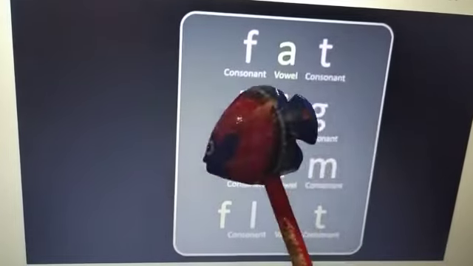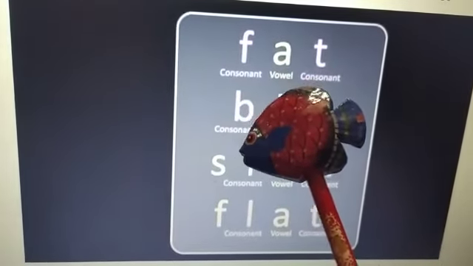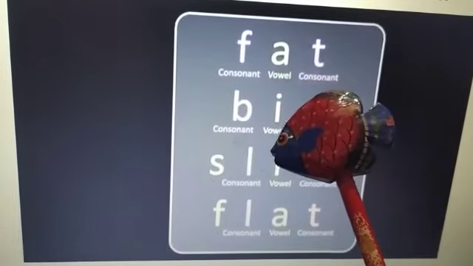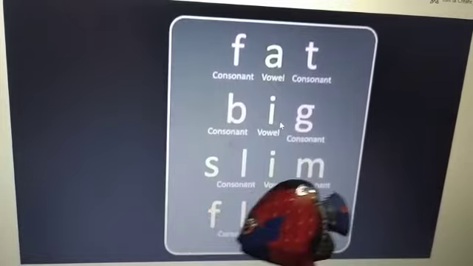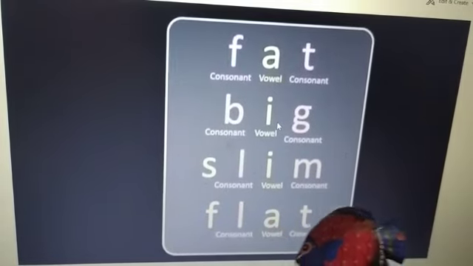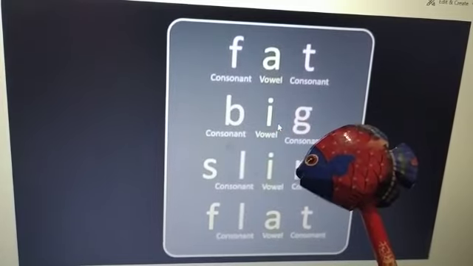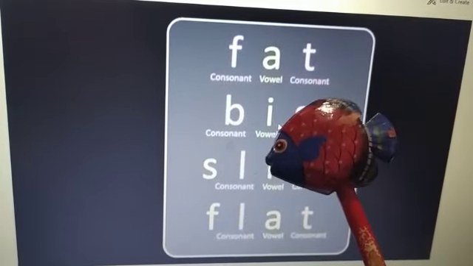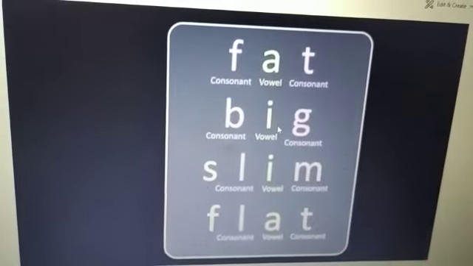See, fat: F consonant, A vowel, T consonant. It will become fatter, fattest; big, bigger, biggest; slim, slimmer, slimmest; flat, flatter, flattest. For this type of words where consonant, vowel and consonant are there, we double the last consonant and then ER and EST are added. Always remember this.